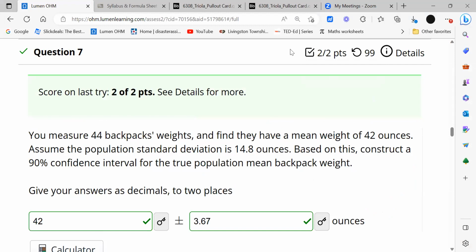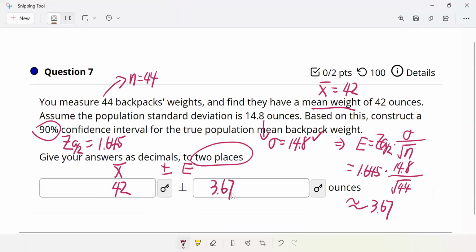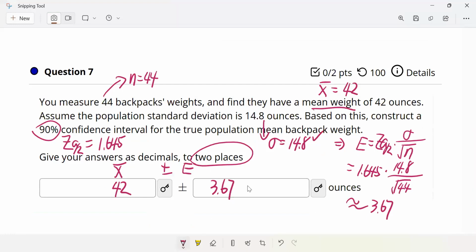Is this question like the last one where you just have to subtract it and then add it? No, you don't. Oh yeah, and this one you don't need to subtract them. You see, we only want a plus minus sign, so they want the sample mean and then margin error separately. Does that make sense? No. What do you mean? I didn't see how you got 42. 42 is given here, right? Sample mean is 42. The question tells us the sample mean is 42 for those 44 backpacks.